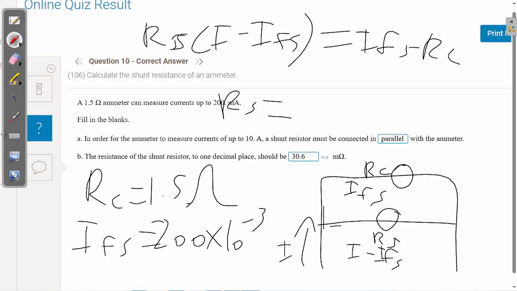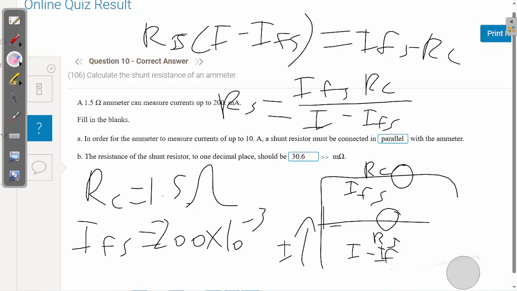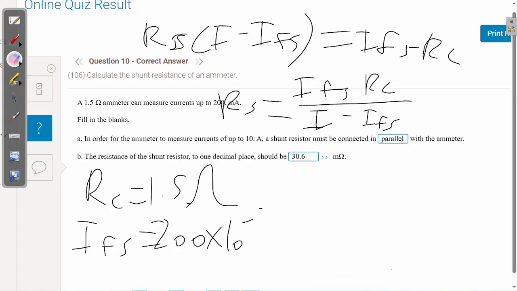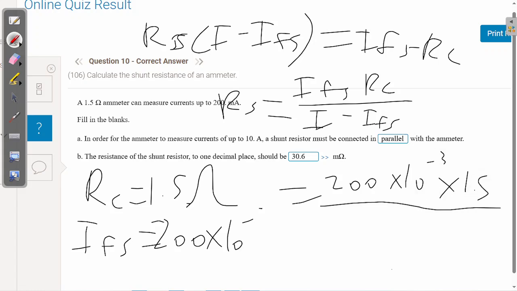So the shunt is equal to I_G full scale R_C over I minus I_G full scale. You can memorize this rule, or you can draw it and solve the way I did. Anyway, substitute in the values, you're going to get 200 times 10 to the negative 3 times 1.5 all over 10 minus 200 times 10 to the negative 3.